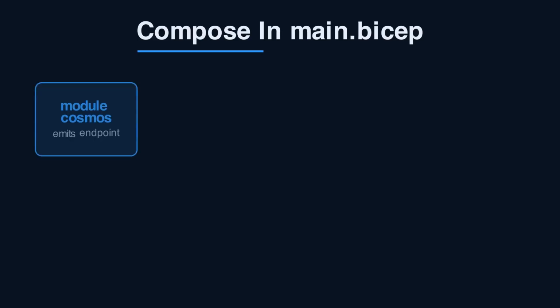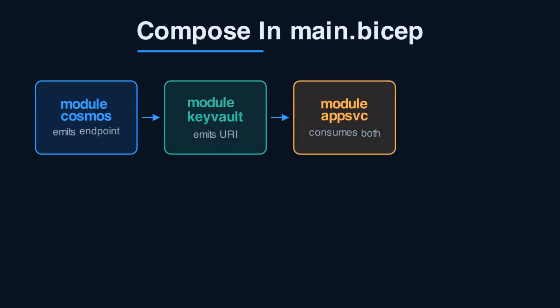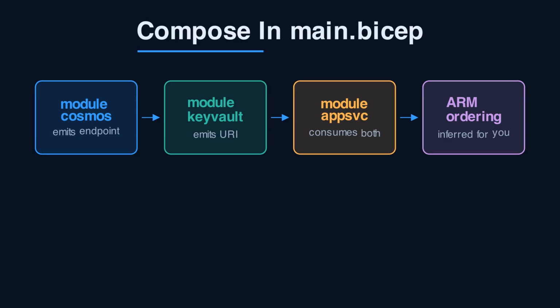Now the root file consumes those modules. Each module block declares a symbolic name, the path to the file, and the params it needs. Crucially, when one module references another's output, like the App Service reading the Cosmos endpoint, Bicep automatically infers the dependency and orders the deployment for you. You almost never need explicit dependsOn. Pass the Key Vault URI and App Insights connection string the same way. The root file stays thin. It is wiring and environment values, not resource definitions.